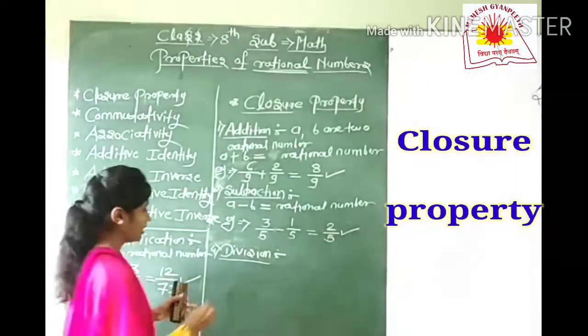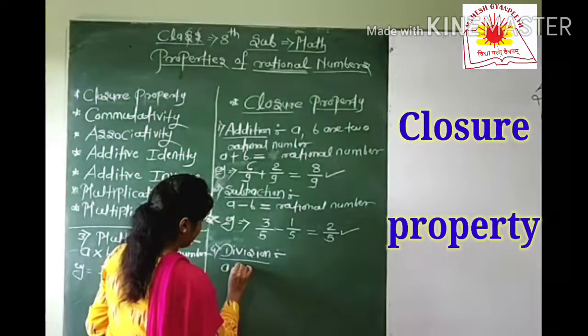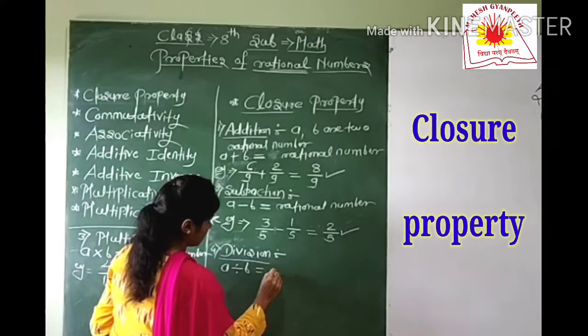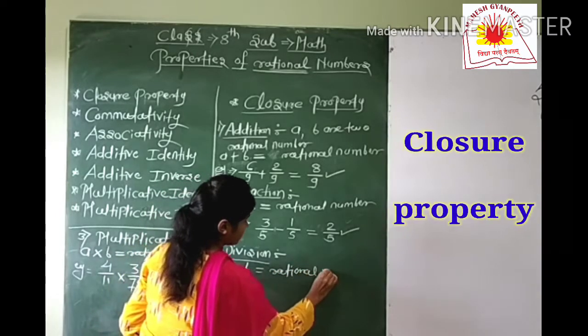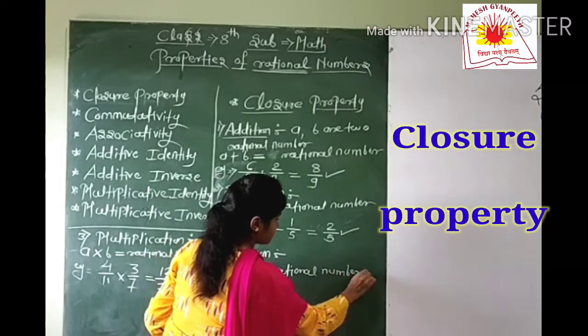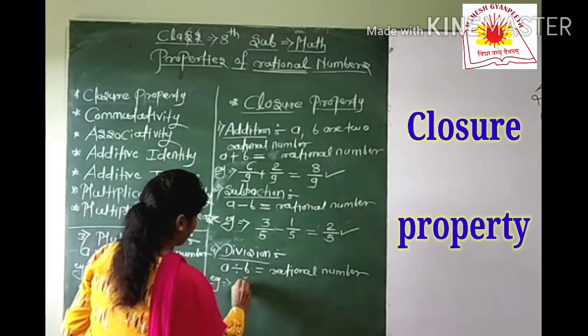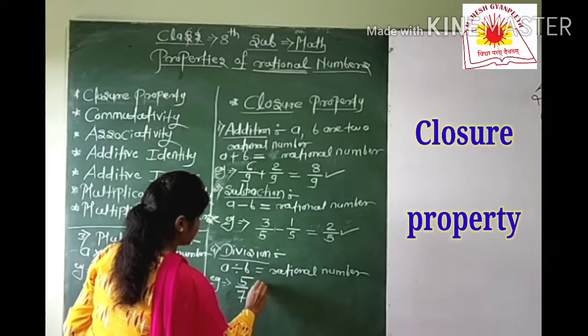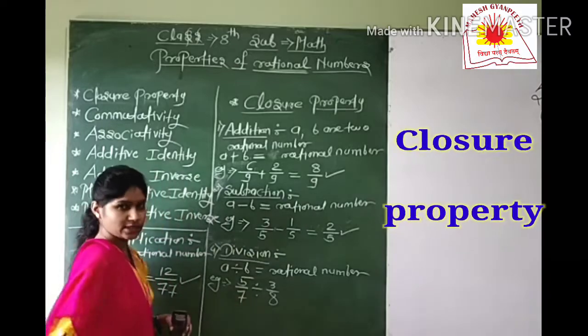Okay. Now division. Again, A divided by B is equal to a rational number. For example, 5 upon 7 is divided by 3 upon 8.